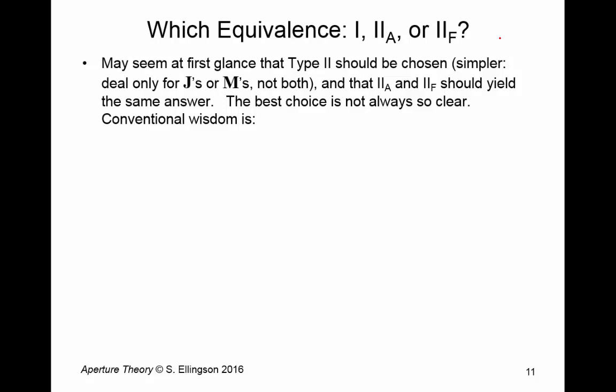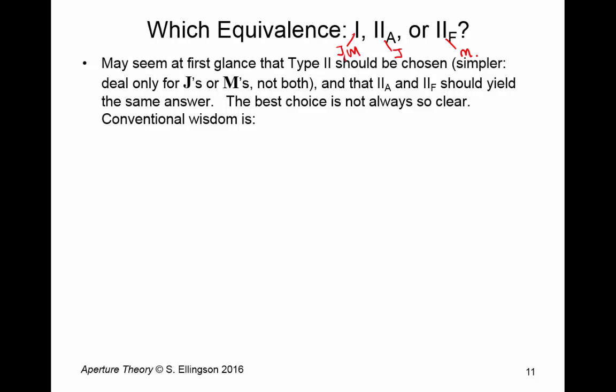Okay, now we've identified 3 types of equivalence: type 1, type 2a, and type 2f. Now, it may seem at first glance that type 2, either A or F, should be chosen. Why do I say that? Because in type 1, we had both J's and M's. In type 2a, we had just J's, and in type 2f, we had just M's. So it seems like it's less work just to use type 2, either A or F.